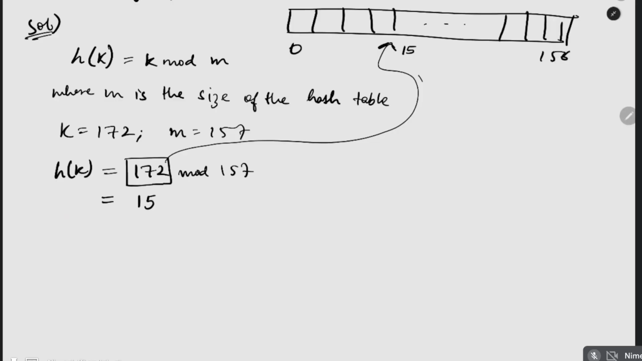So we just need to remember that for the division method, the key is calculated using the modulo operator, right? Just a single division.